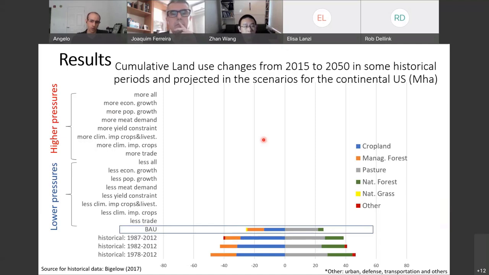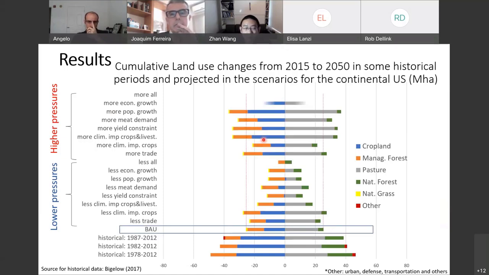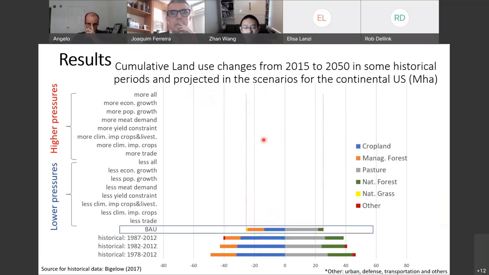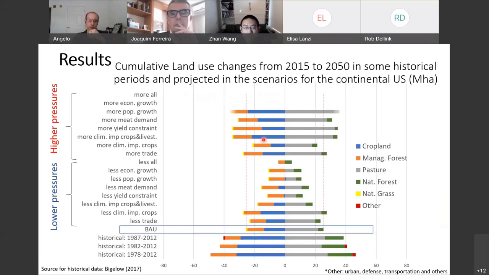And under lower pressures towards land use, what we see is a decrease in the expansion of pasture area compared to the business as usual, and a lower transformation of cropland under lower pressures on land use change. And the opposite if we have higher pressures on land use change.